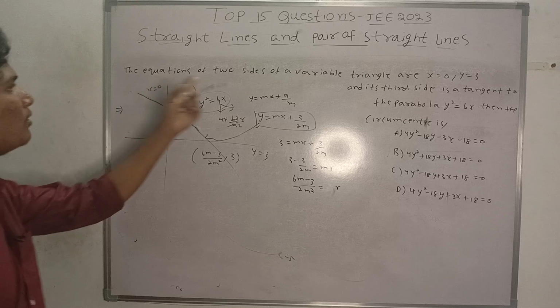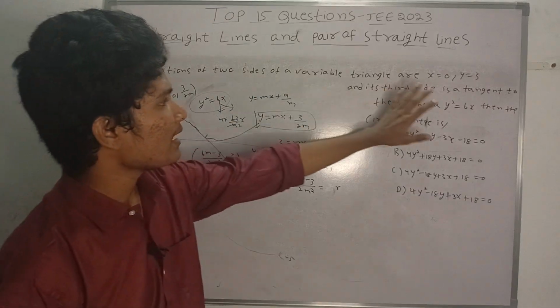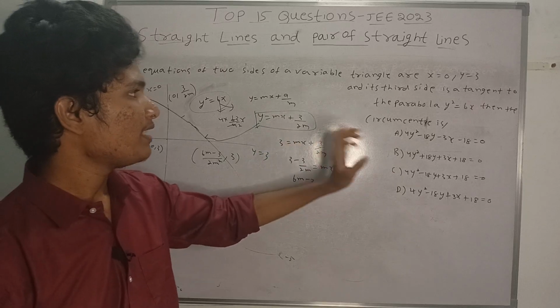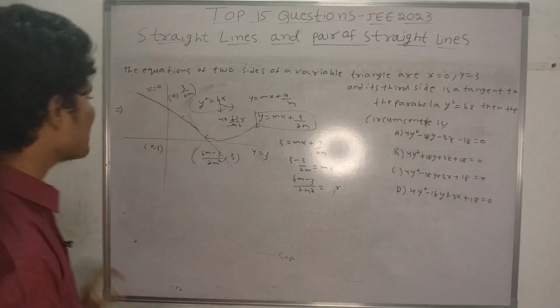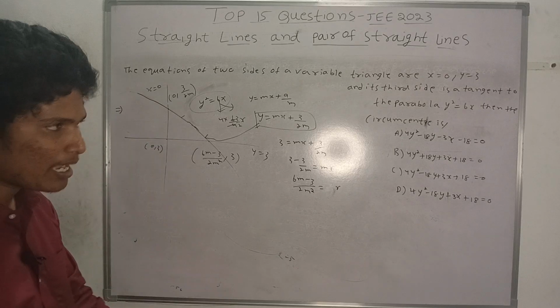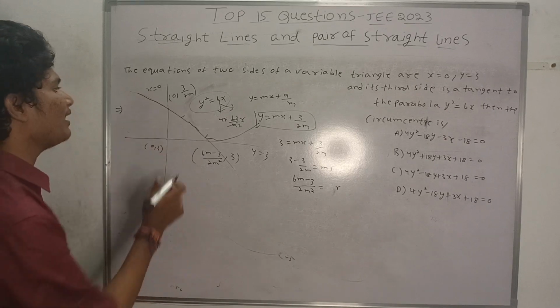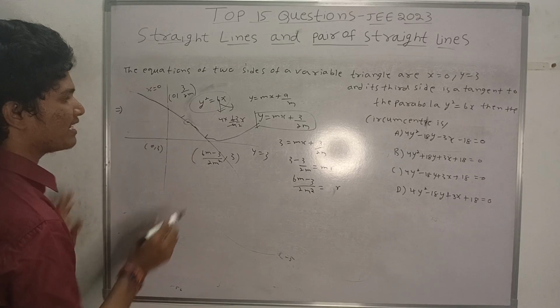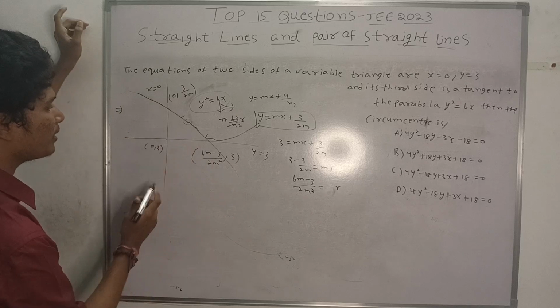So basically this is a line. They are saying that the third line is a tangent. Yes, we got the equation, that is y equal to mx plus 3 by 2m. They are saying that the circumcenter, basically when you observe, this is a right angle triangle. In the previous question I already said, in the right angle triangle, the circumcenter lies on the hypotenuse, that is the midpoint.